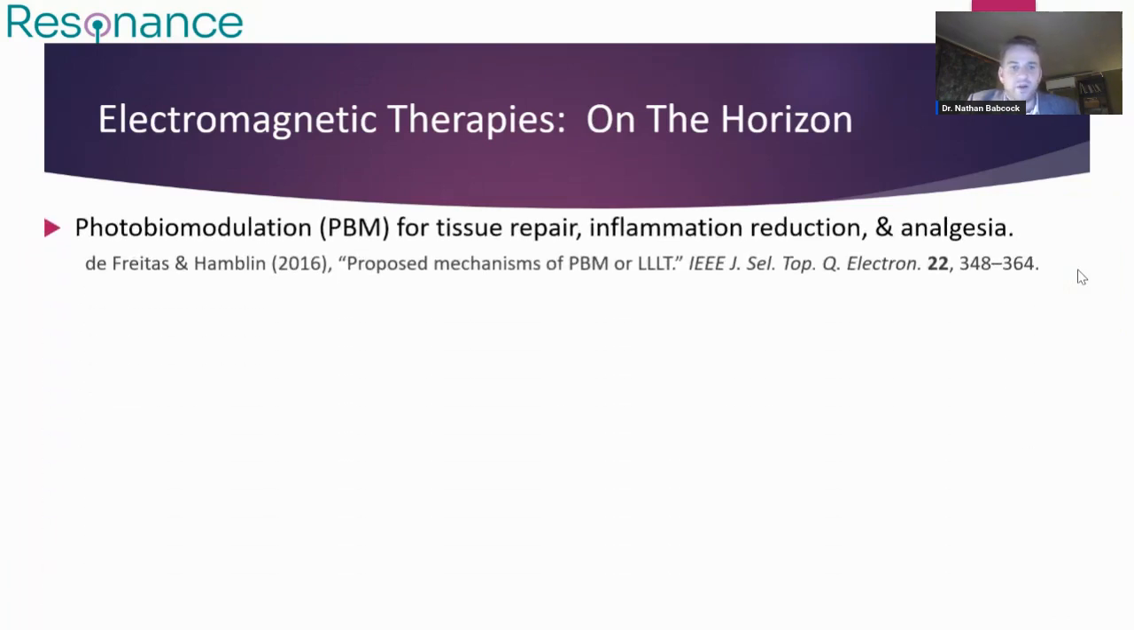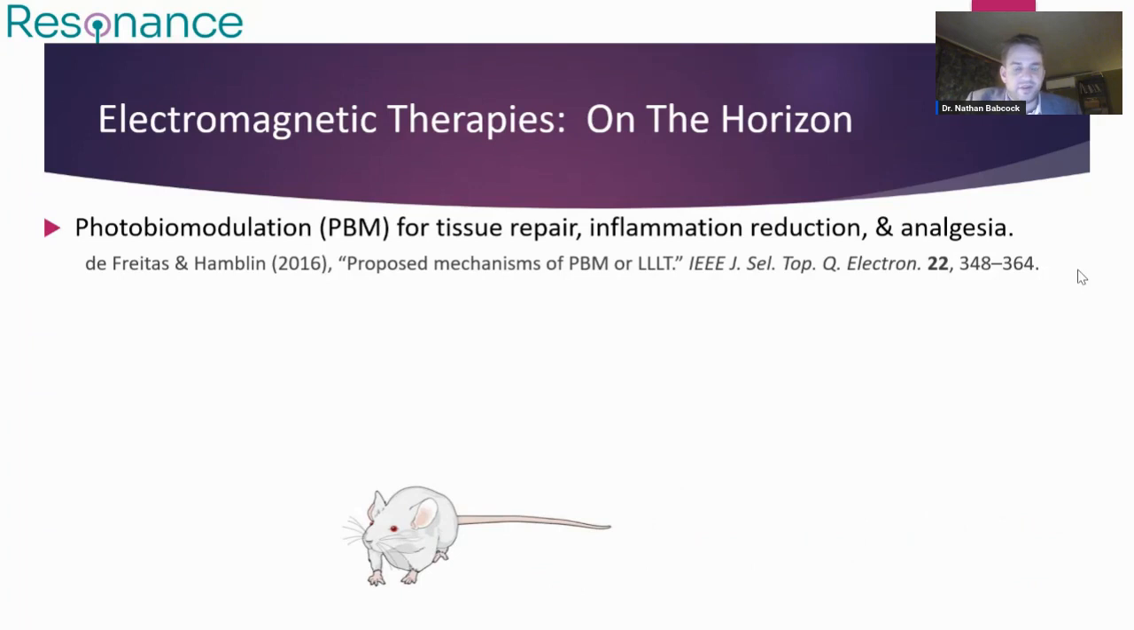So, where are we going with this? We're hoping that in the future, or even the near future, techniques like photobiomodulation, the control or modulation of biological effects through light, can be used for tissue repair, inflammation reduction, and analgesia, pain relief. A number of various conditions have already been shown to respond well to photobiomodulation, including osteoarthritis, bone healing as well, wound healing, and as suggested here, inflammatory conditions.